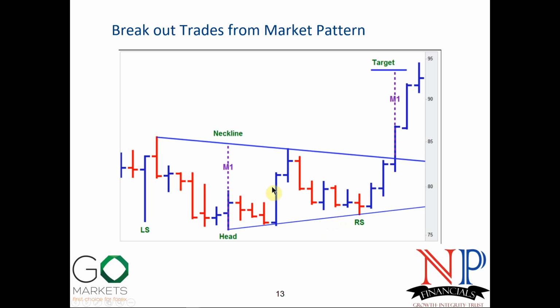So we should join the H to RS, and we should identify between H, head, and LS a swing high, and between head and RS, right shoulder, a swing high. We should join the first swing high to the other swing high, and this is actually measurement 1, and after it breaks this line, that's why it is a breakout pattern, and target was achieved here.